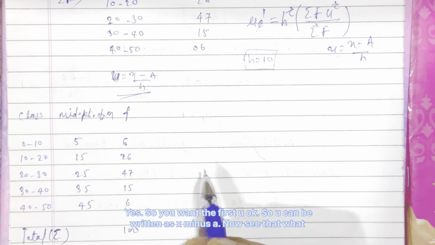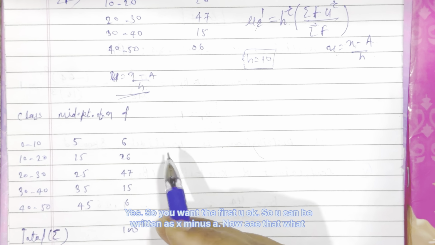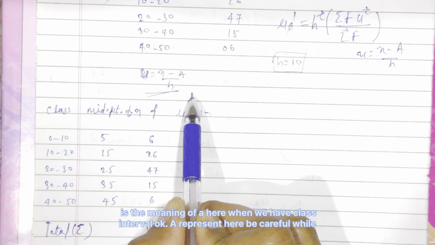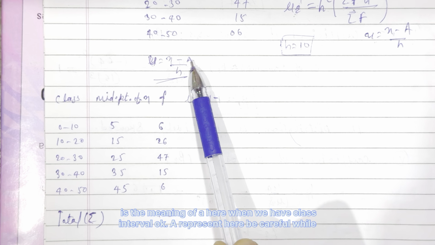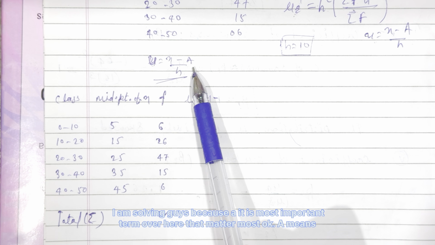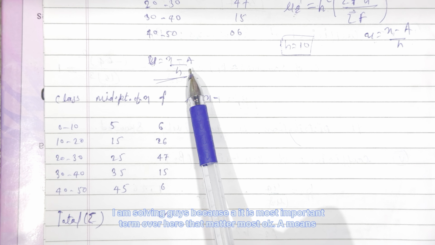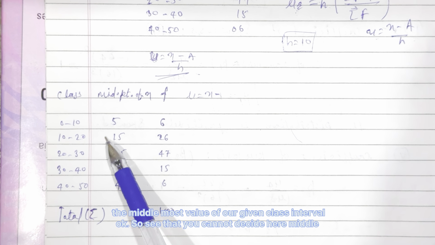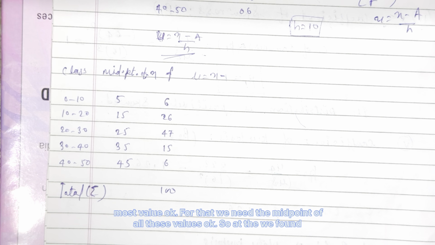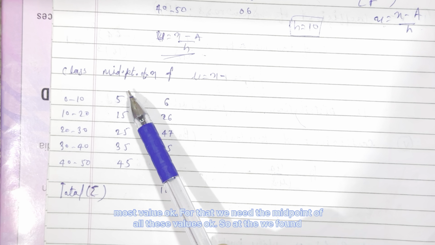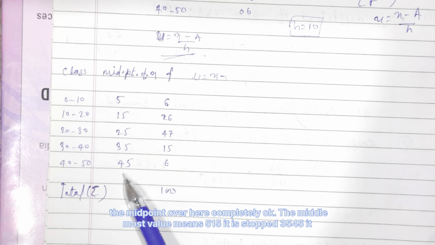So first we want u. u can be written as x minus a. Now see what the meaning of a is here when we have class intervals. Be careful while I'm solving, guys, because a is the most important term over here. a means the middlemost value of our given class intervals. You cannot decide the middlemost value directly, so for that we need the midpoint of all these values. We found the midpoints over here.